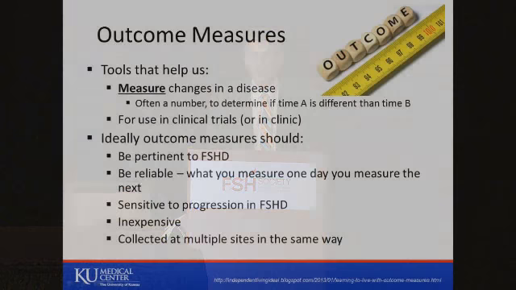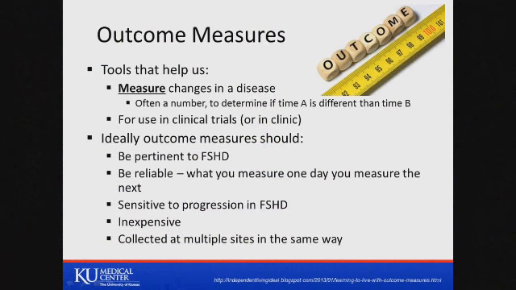So an outcome measure is a tool that can measure any aspect of the disease. It can measure something in your blood. It can measure some aspect about your muscle. It can measure questions about your quality of life or how you're doing. But I think the key word here is a measurement. It's some sort of number, some sort of metric that we can follow to determine if time A is different than time B, if some essential change has happened in the disease process. It's for use in clinical trials, but we can also use these in clinic.